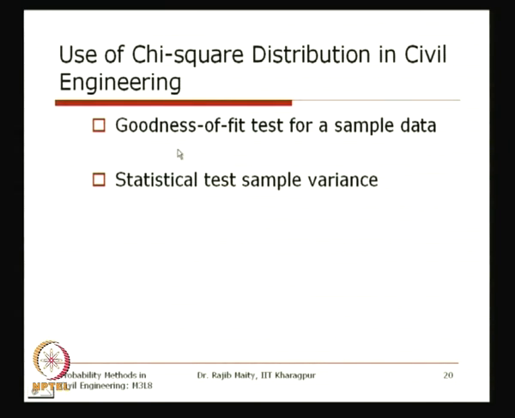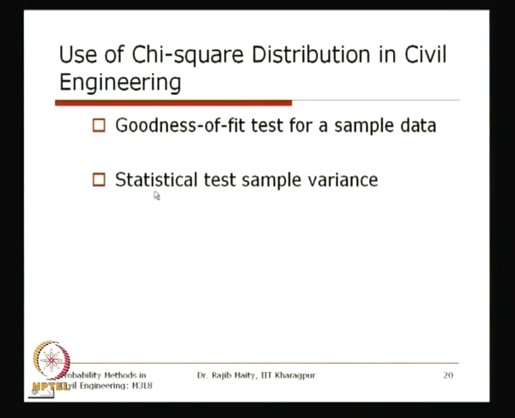So, these two we have just now discussed: the goodness of fit test for sample data, which need not be only civil engineering problem data, it can be any data. That is why I mentioned that this is the general concept of the goodness of fit test. And again, the statistical test for the sample variance, which we also discussed in the last slide.